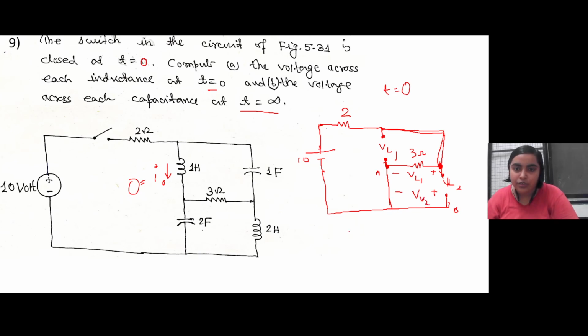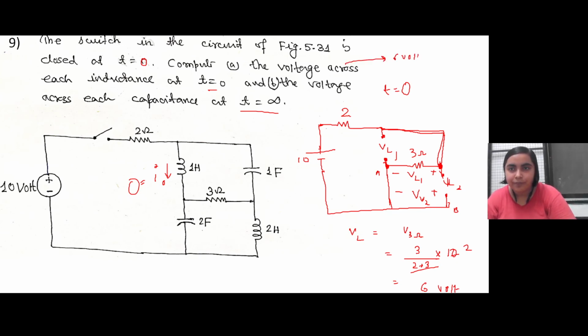So the voltage across each of the inductors will be equal to the voltage across the 3 ohm resistance, where the total voltage is given as 10. By the voltage division formula, it is 10 times 3 by 2 plus 3. This comes to 5, so 2 times 3, it is 6 volt. So the answer to part A is 6 volt.